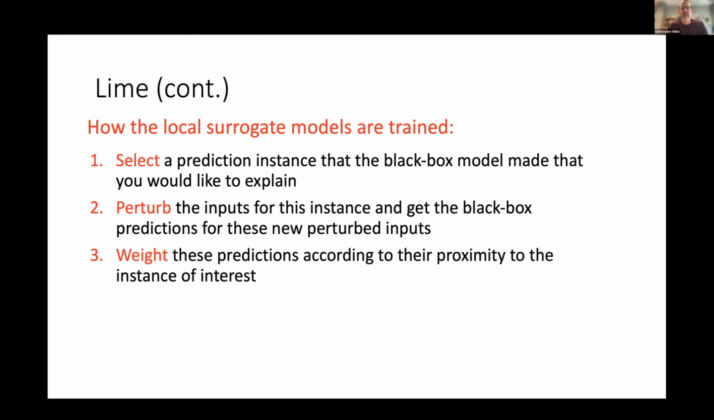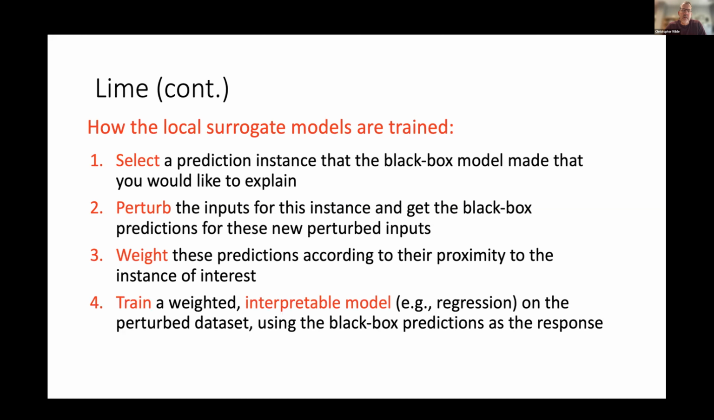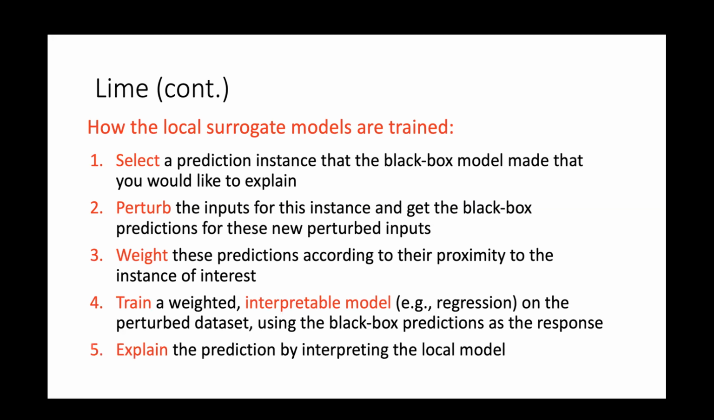And then you weight those according to their proximity to the instance of interest. And so clearly, you would weight ones that were closer in the feature space more than ones that were further away. And then you train this weighted interpretable model, say a regression model or a very short tree, for example. And you use the black box predictions as a response, and you use the perturbed data set as the inputs. And then, of course, you can explain what's going on because you have an explainable, interpretable model that you trained for the local model here.